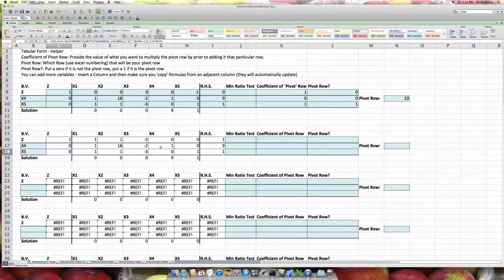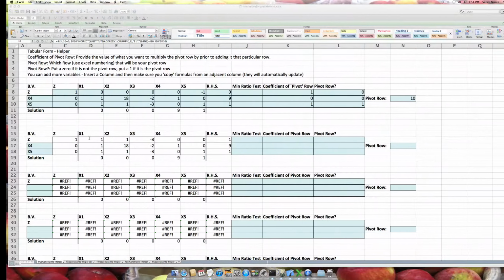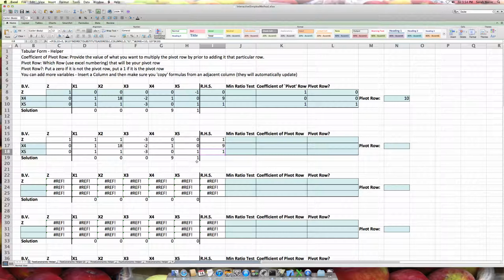You can see I have 1. The solution is 9 because it's equal to this right-hand side, and then x5 is 1. It's equal to 1. So essentially, I've just formulated this LP. I'm setting x4 equal to 9, x5 equal to 1, the rest of these equal to 0, and made it so it's in the correct form. That's the first thing that I need to do.